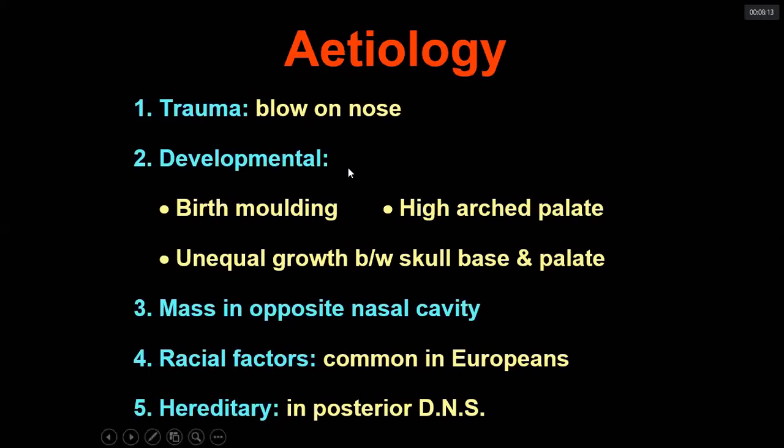Similarly, developmental cause is also very common, especially birth molding, high arch palate, unequal growth between skull base and the palate. Similarly, mass in the opposite nasal cavity. If there is a carcinoma or any nasal polyp or any other benign mass, that needs to find space to grow, so it will push the septum to the other side. And again, the racial factors. It is more common in Europeans than in Asians or any other people. And it is hereditary, especially in case of posterior DNS. So most commonly, you need to mention these two things, the trauma and developmental.